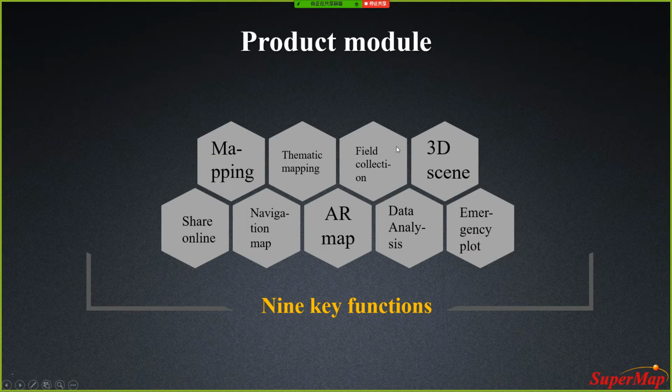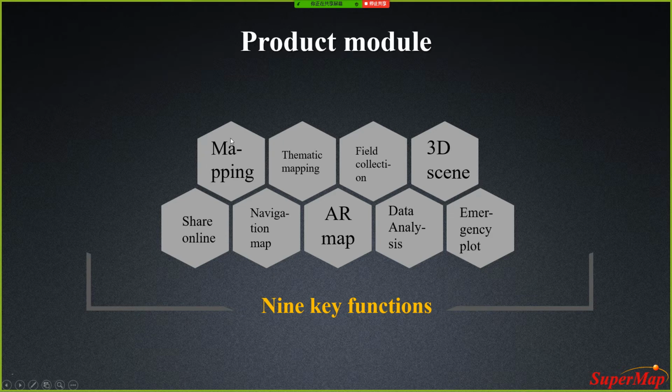Okay, SuperMap iMobile has more intelligent collection capabilities based on AI. And these are the 9 key functions of SuperMap iMobile.